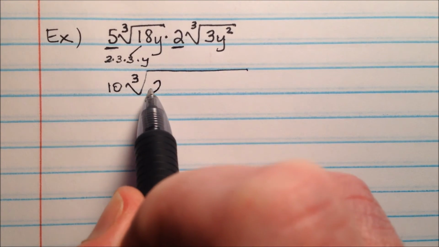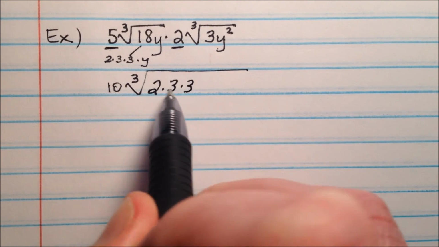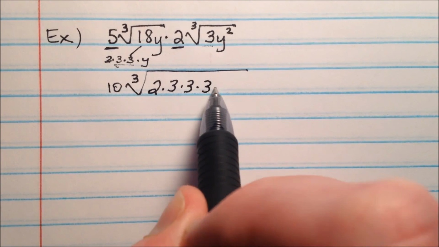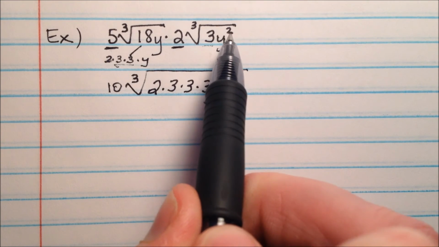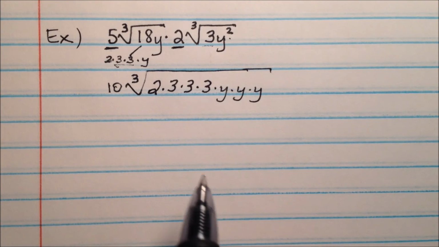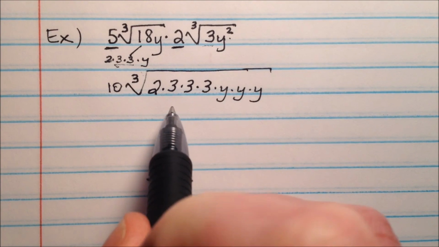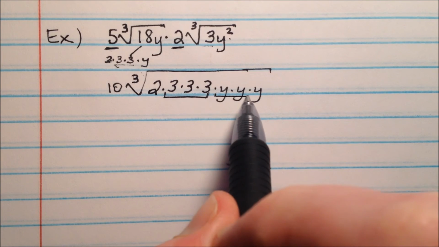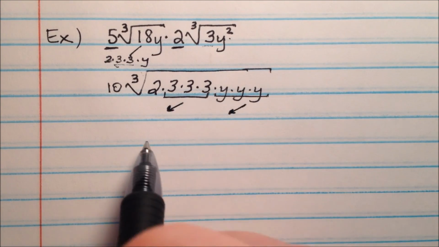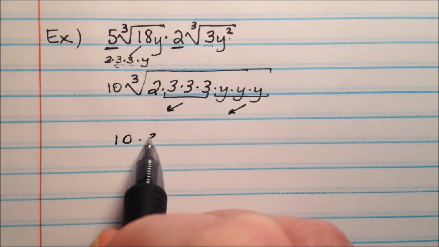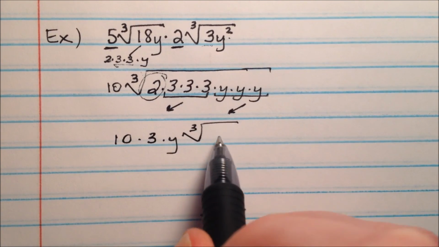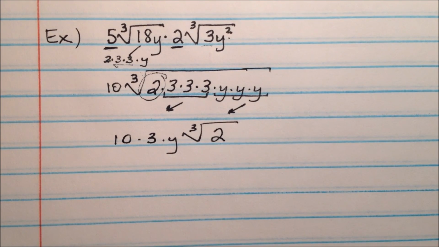So when we put it all together, we'll have 2 times 3 times 3, the two 3's from here, and the single 3 from here. And then how many y's? 1, 2, 3. So 3 y's. Now in this case, this is the cube root, so we're taking groups of 3. So we have 3 3's and 3 y's. So when we take those to the outside, it looks like we'll have 10 times 3 times y. And on the inside, we just have this 2 left over that didn't go with anybody.